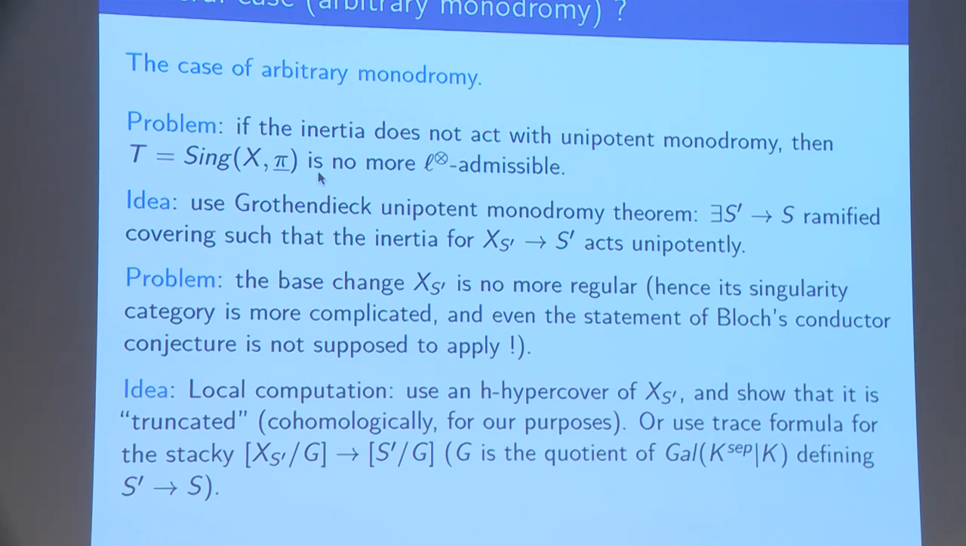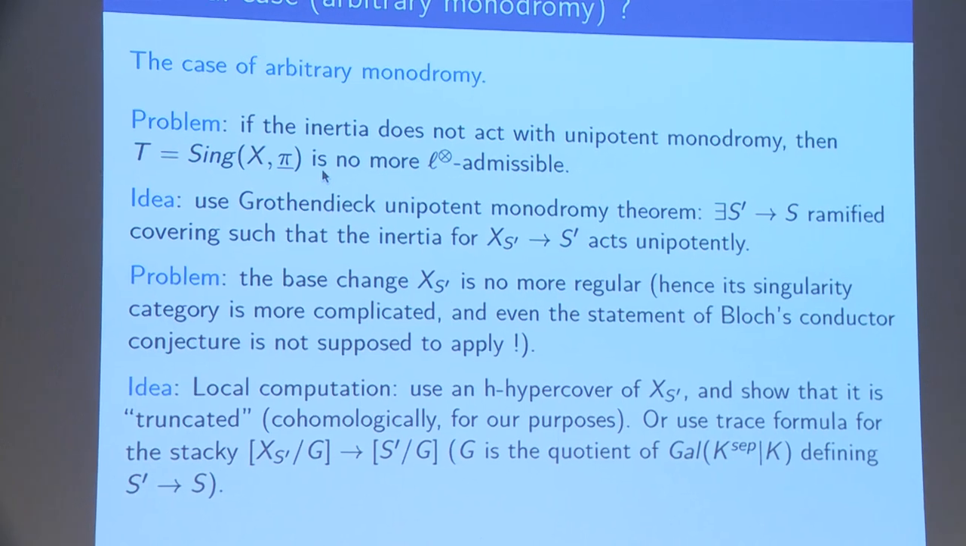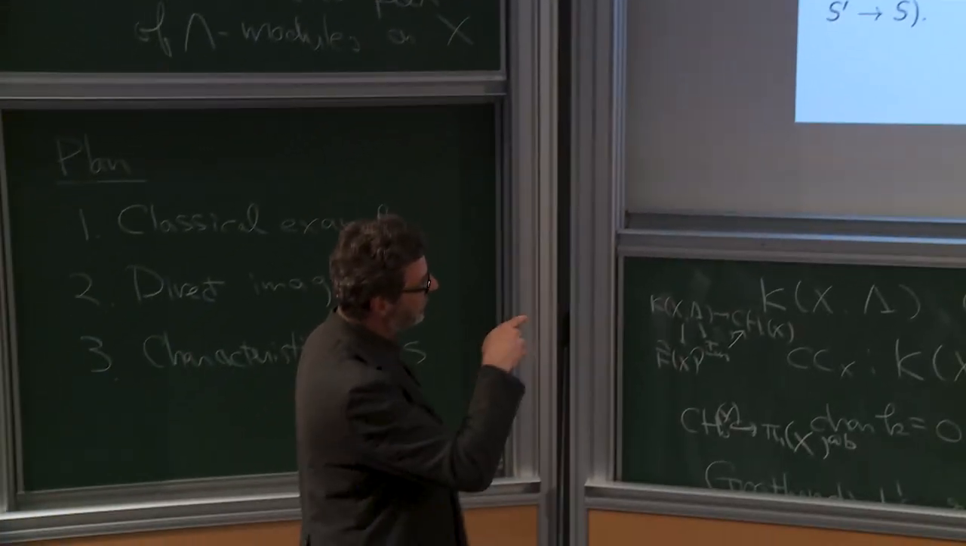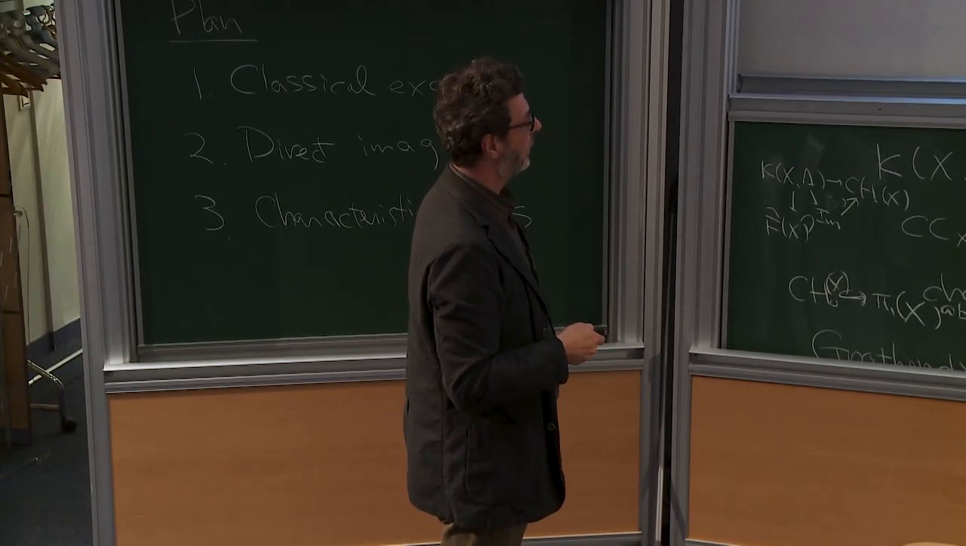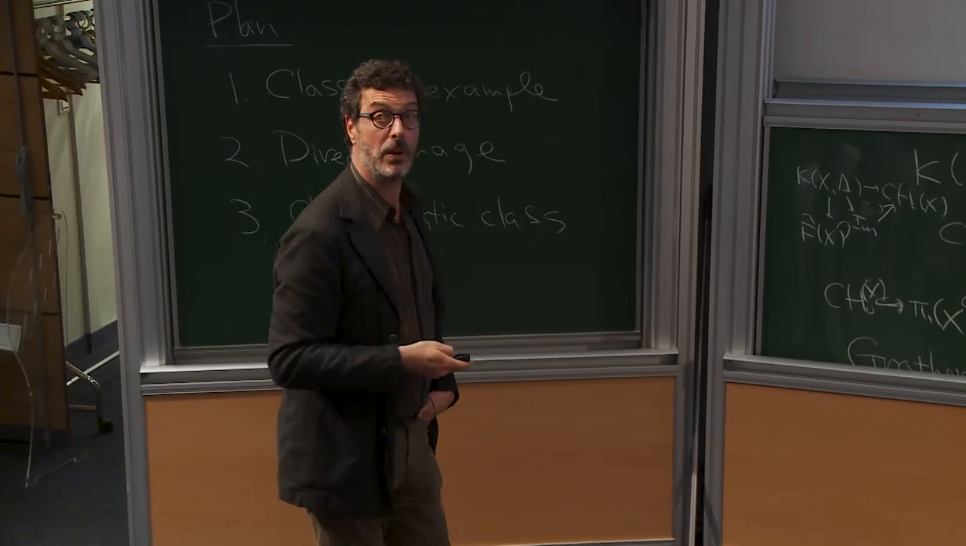Suppose G is the quotient of the Galois group of the separable closure of the fraction field that defines the base change, the ramified covering S prime to S. Call it G. Then I can consider X_S' over S', but I can also consider the quotient stack X_S' over G, which maps to the quotient stack of S' over G. And we can try to prove a trace formula for this stacky version. These are stacks, so the trace formula is not already proved. It's not there. We have to prove it. So one of these two techniques, or a composition, we hope is going to solve the problem in general. But of course, this is very much in progress.